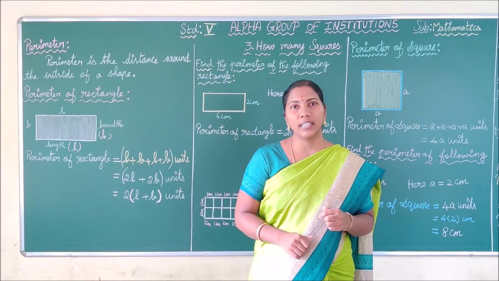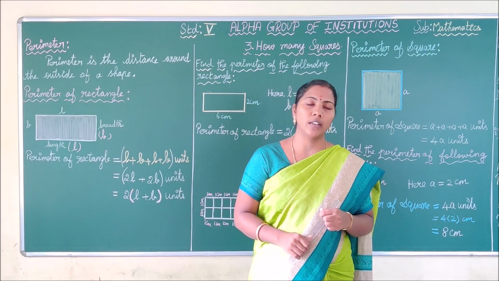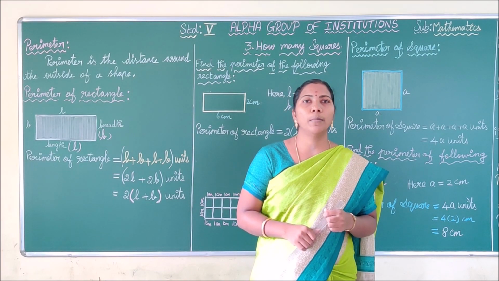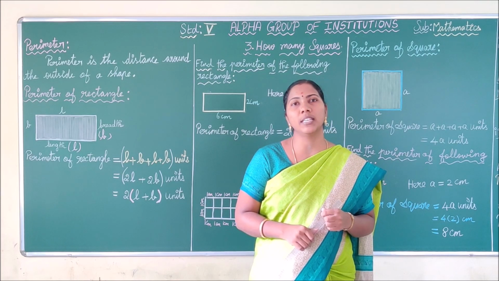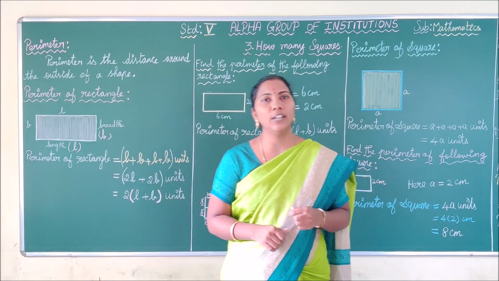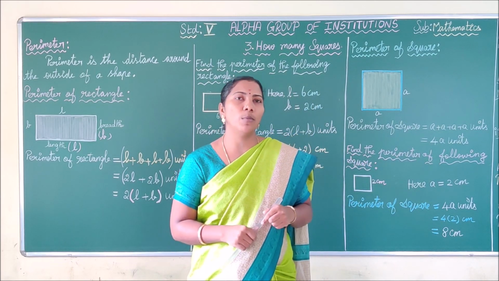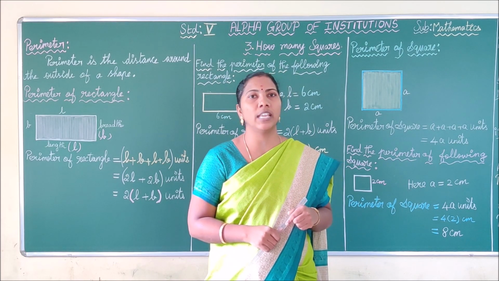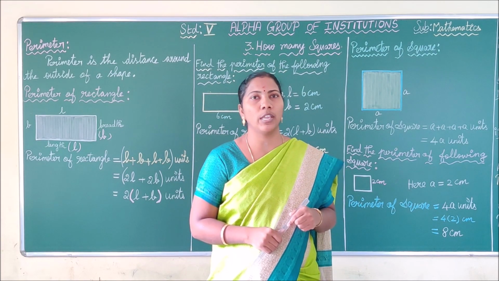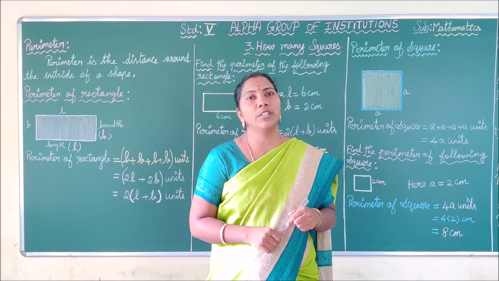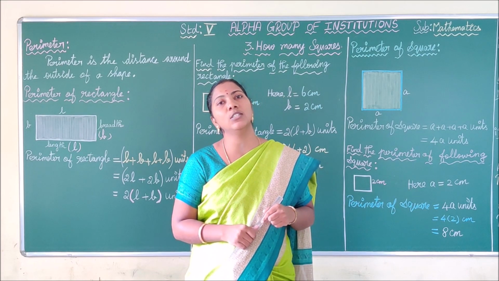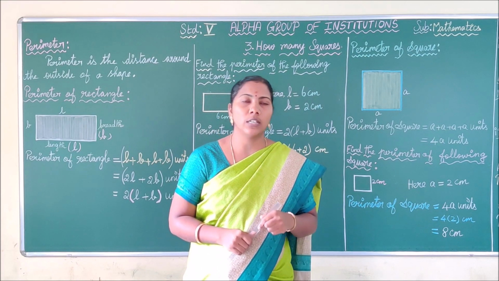Yes, area of rectangle and area of square. What is the formula for area of rectangle? L into B square units. Here L means length, B means breadth. That is, area of rectangle equal to L into B square units. What is the formula for area of square? A square units, where A is the side of the square. These are the two formulas we discussed in the last class, and we also found the area of rectangle and the square by using the squares.